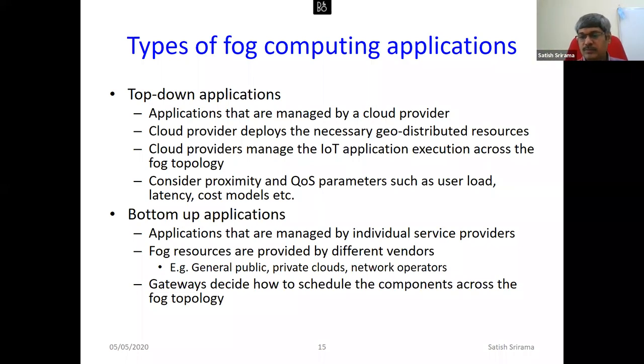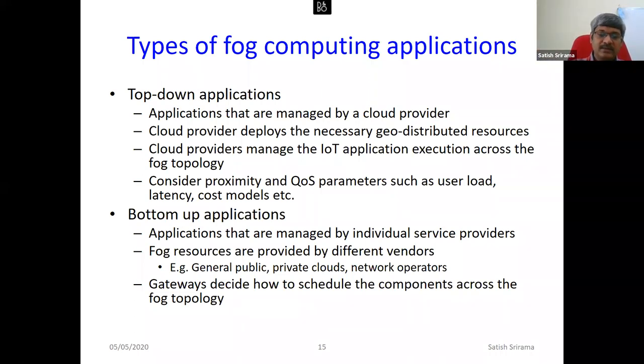But a lot more popular ones, which we will be trying a lot, will be these bottom-up fog-based applications, the applications that are managed by individual service providers. So think about a scenario. This is a running example which I will be using again. Think there is a disabled person on a wheelchair, going from point A to point B in the streets, and he wants to avoid crowded places. How will he be doing that?